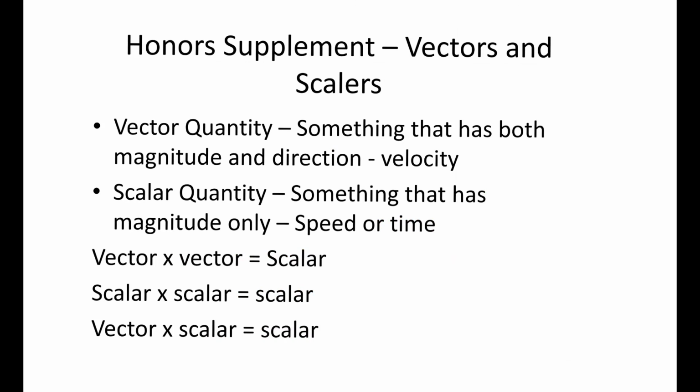And last slide. This is some definitions that will come up on the AP exam. A vector quantity is something that has both magnitude and direction. You guys seen Despicable Me? Yes. The villain's name is Vector because he's committing crimes with both magnitude and direction. That's what that's from. And a scalar quantity is something that has magnitude only, so just a number associated with it, like speed or time. So a vector times a vector gives us a scalar, a scalar times a scalar gives us a scalar, and a vector times a scalar gives us a vector.